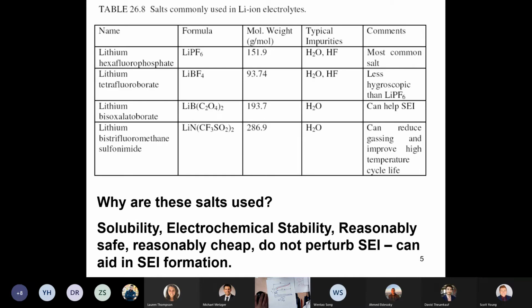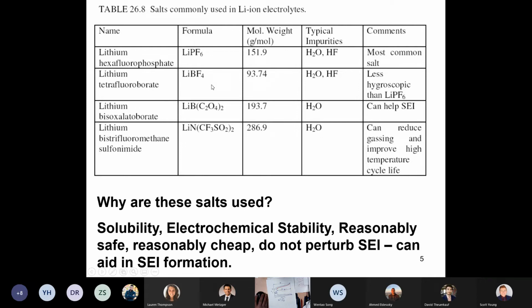So, electrolyte salts. There are a few common salts, and this is a table that's a little bit dated. The most common one is lithium PF6. It's very cheap at the moment, and very soluble in electrolyte. The only possible issue with it is that its thermal stability is not that great, and it reacts readily with water to make HF.